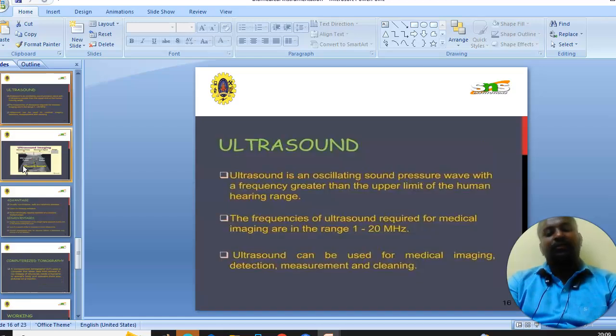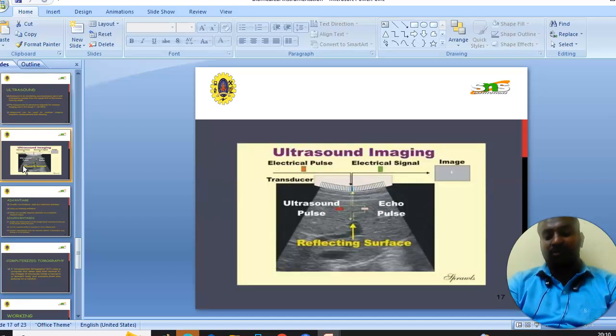Next, coming to ultrasound. Ultrasound is an oscillating sound pressure wave with a frequency greater than the upper limit of the human hearing range. The frequency of ultrasound required for medical imaging is in the range of 1 to 200 MHz. Ultrasound can also be used for cleaning. The corresponding ultrasound imaging was shown.